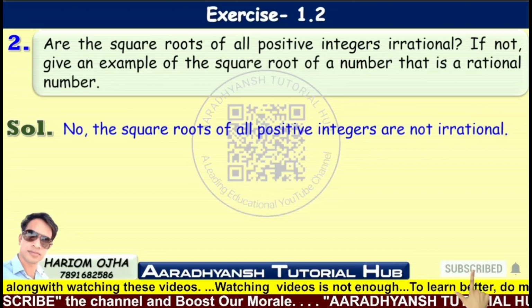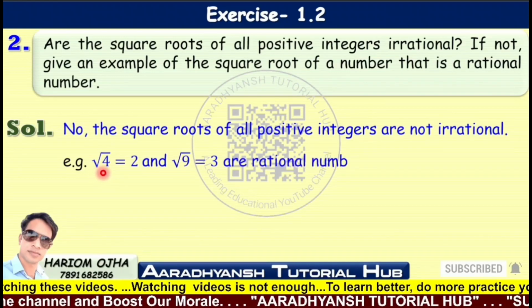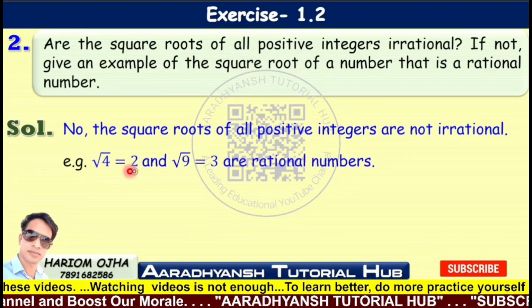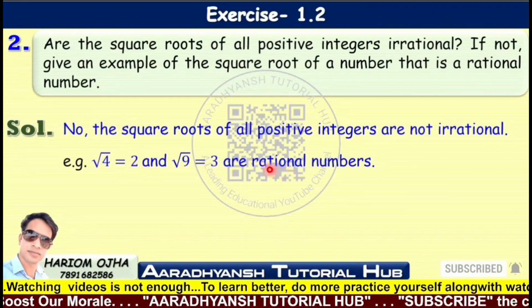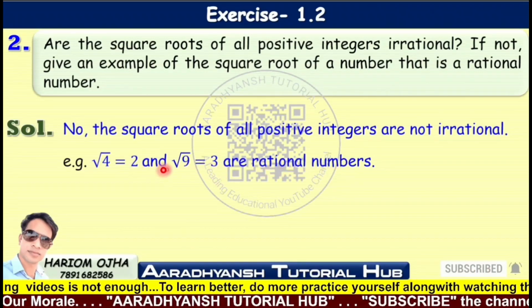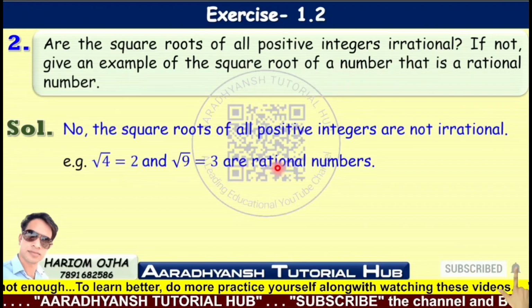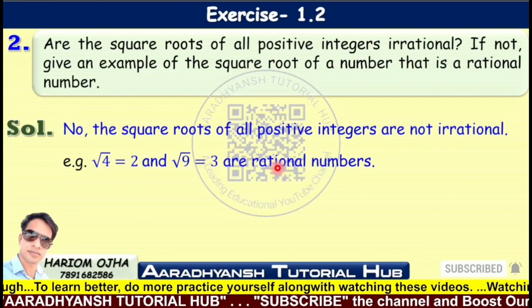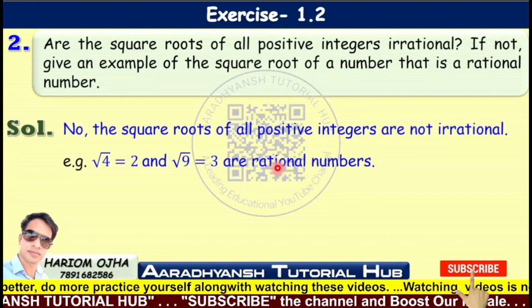It may be rational. There are some examples like this. Square root of 4. The value of square root of 4 is 2 and square root of 9 is 3. Here 2 and 3 are rational numbers. These are not irrational. So we can say no, the square roots of all positive integers are not irrational. They may be rational also.